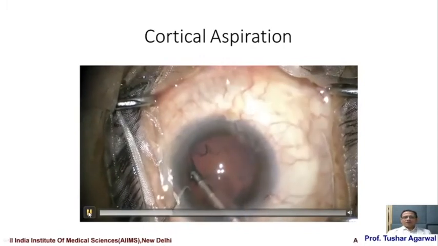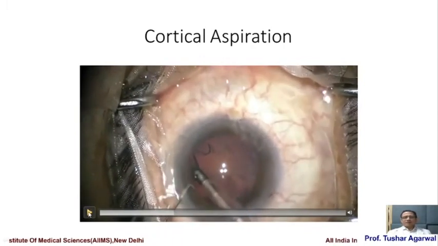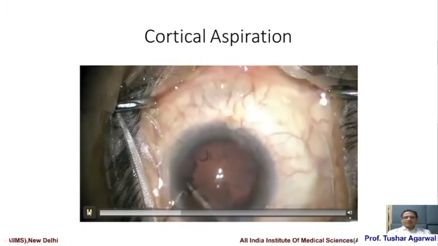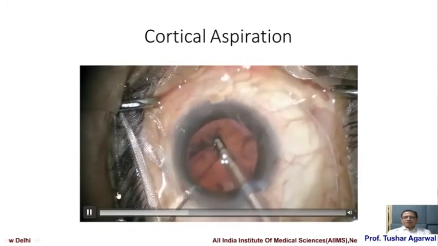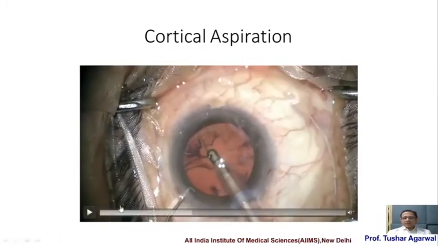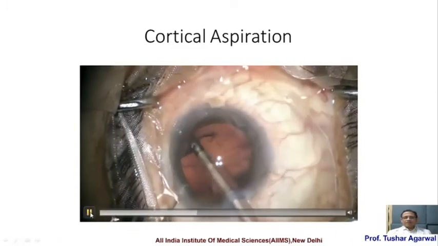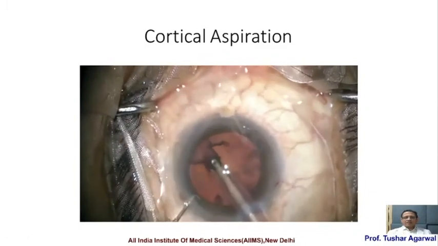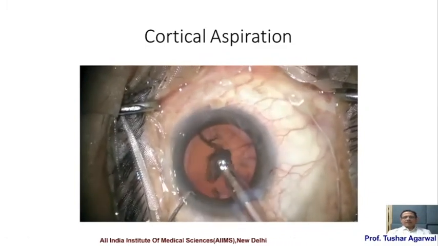And go contiguously. You can go both clockwise and anticlockwise, whatever you prefer, but go contiguously. Don't leave any skip areas. Again, keep the aspiration ports towards you, peel them towards the center. Don't try to aspirate them in the periphery. So you see, I'll keep repeating it.